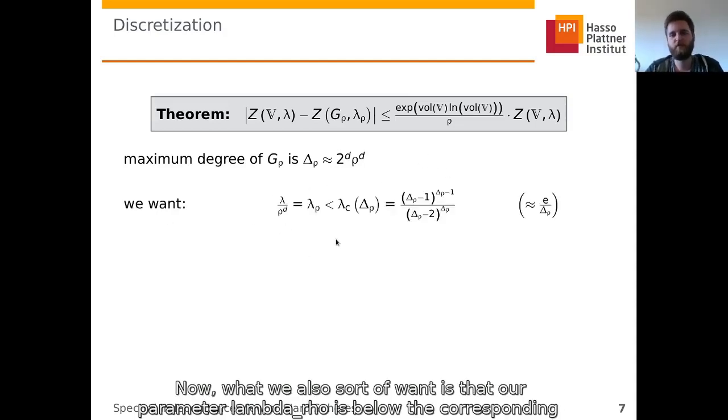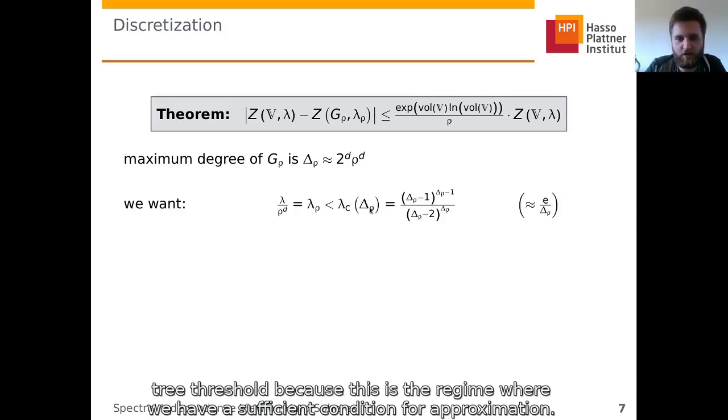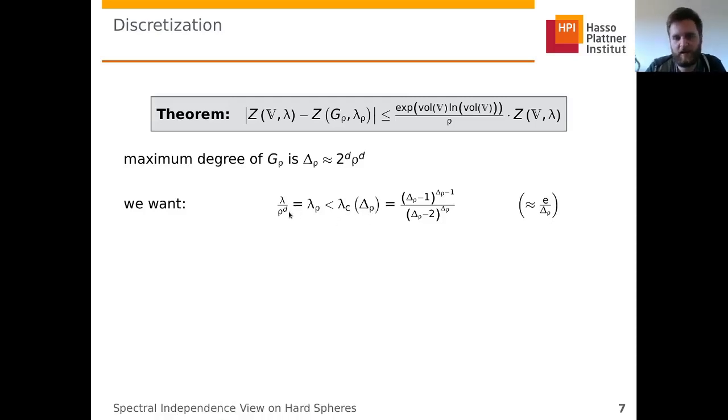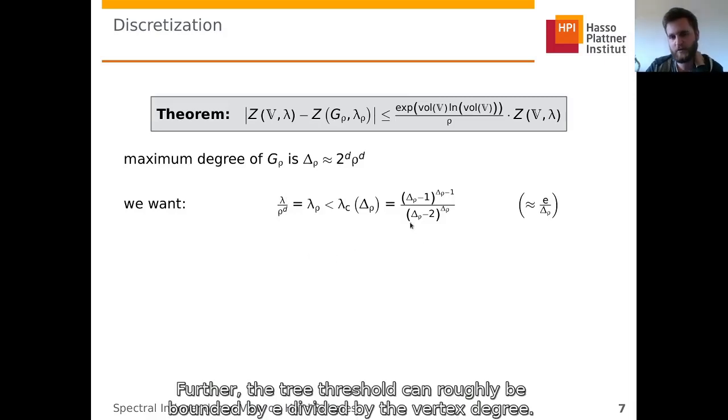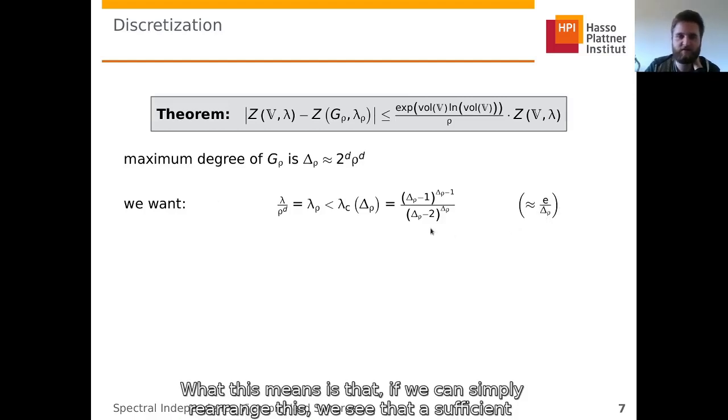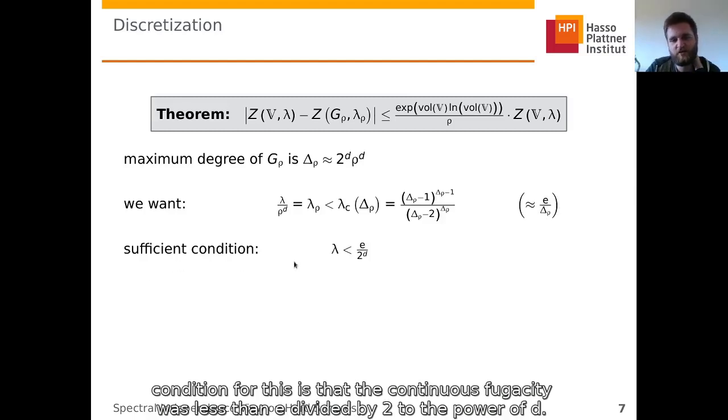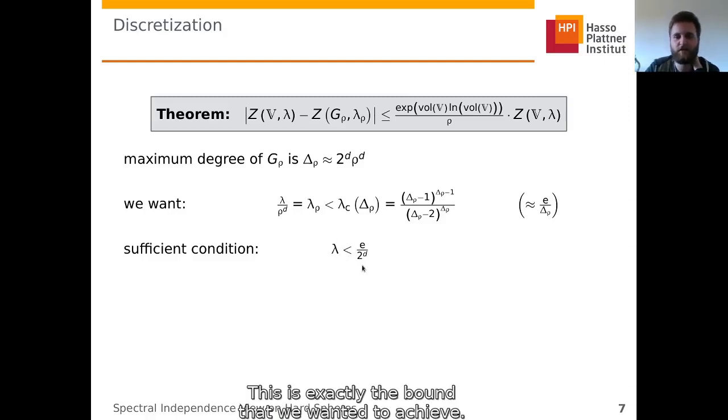Now what we also want is that our parameter lambda rho is below the corresponding tree threshold, because this is the regime where we have a sufficient condition for approximation, and we call that lambda rho the continuous fugacity divided by rho to the power of d. So this tree threshold can roughly be bounded by E divided by the vertex degree. And what this means is that we can simply rearrange this to see that a sufficient condition for this is that the continuous fugacity is less than E divided by 2 to the power of d. So this is exactly the bound that we wanted to achieve.